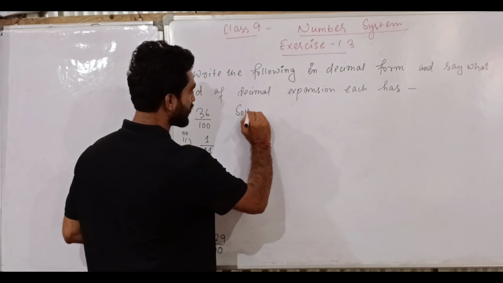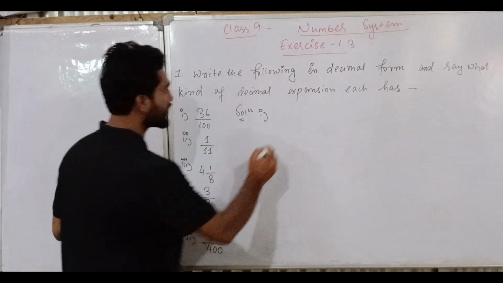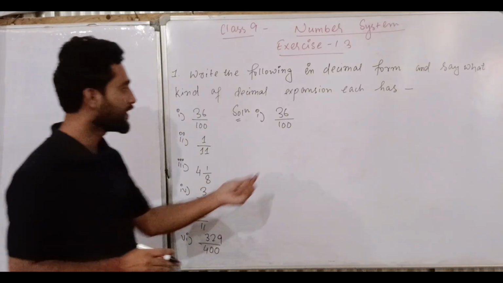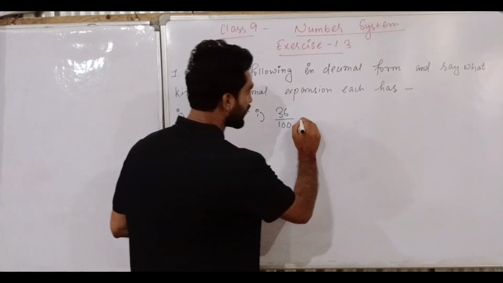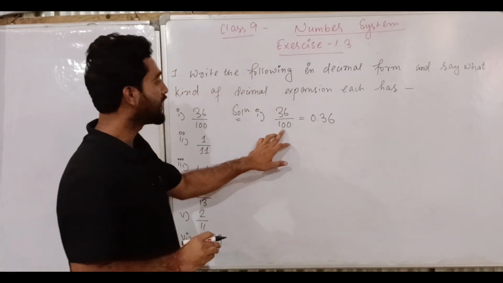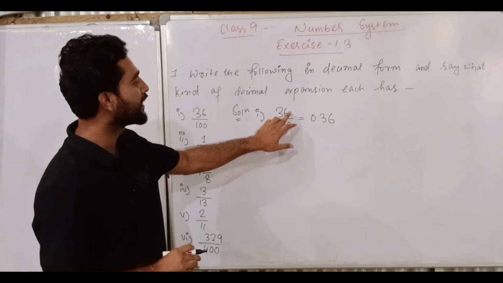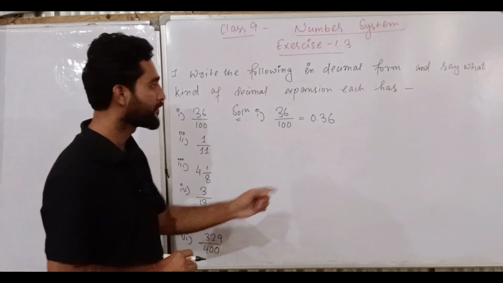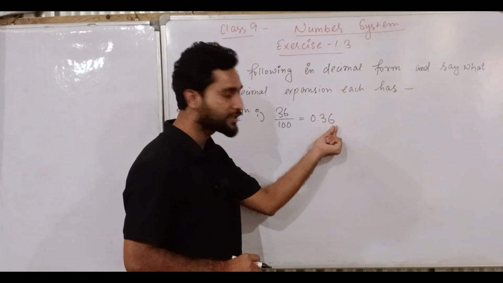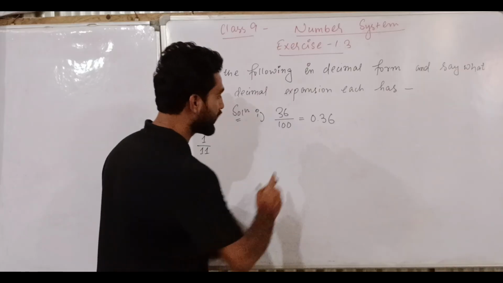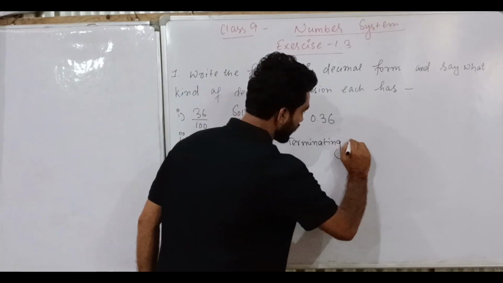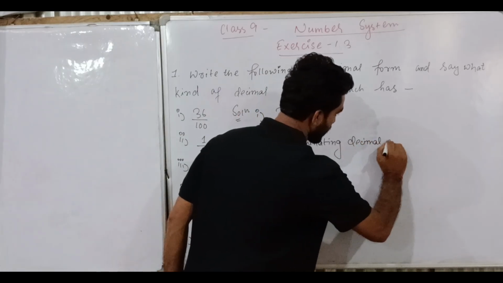So the first question is 36 by 100. It is a very straightforward question since in the denominator 100 is there. So this can be written as 0.36. Because in the denominator 100 is there, so that is why the decimal point will go before 2 digits. So here clearly we can see that after the decimal point the digits terminated. So it is an example of the terminating decimal expansion.